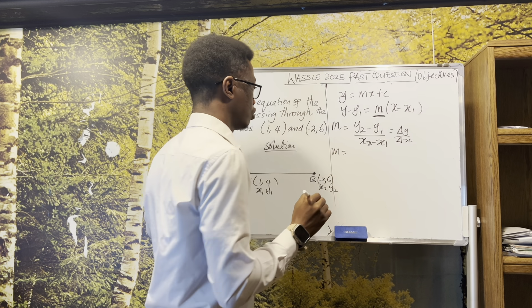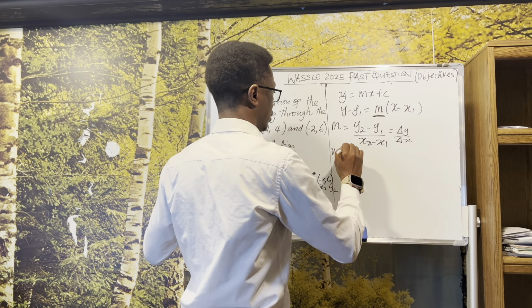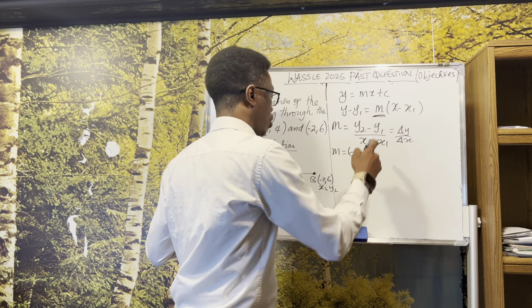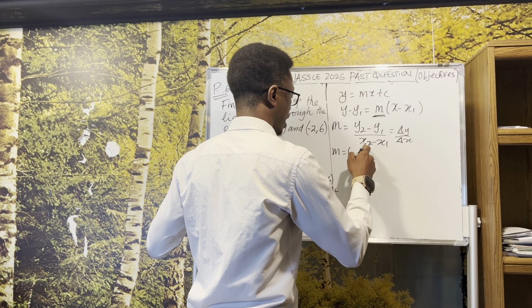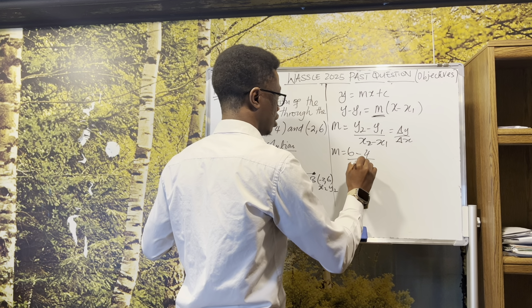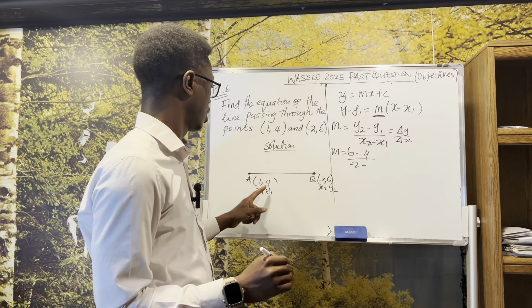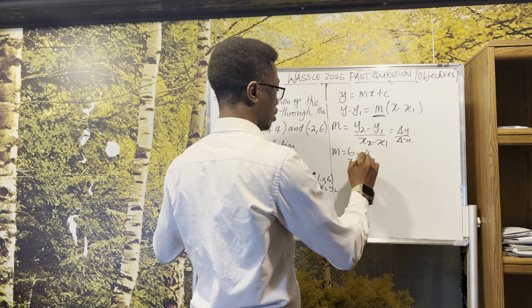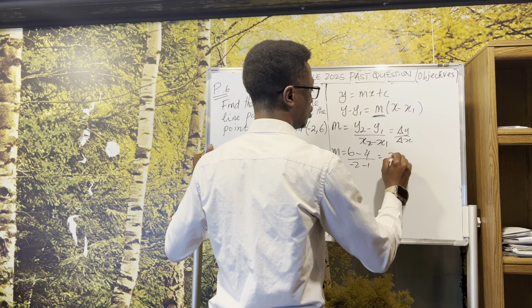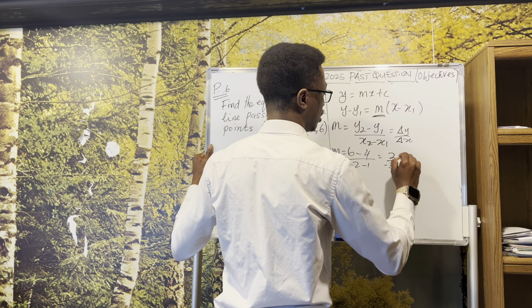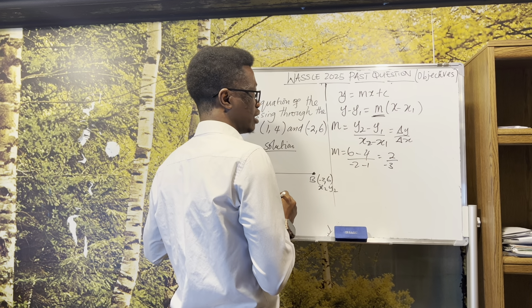So m equals, my y2 is 6 minus y1 which is 4, divided by x2 which is -2, minus, and this is 1. Okay, so you subtract this, and it becomes 2 divided by -3, which is your gradient.